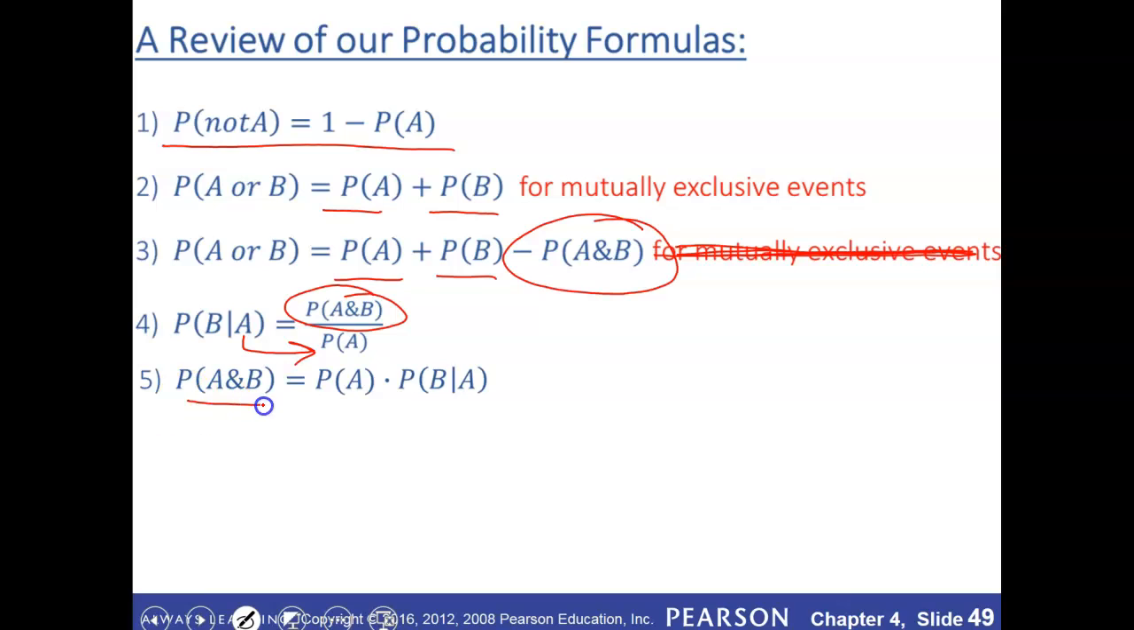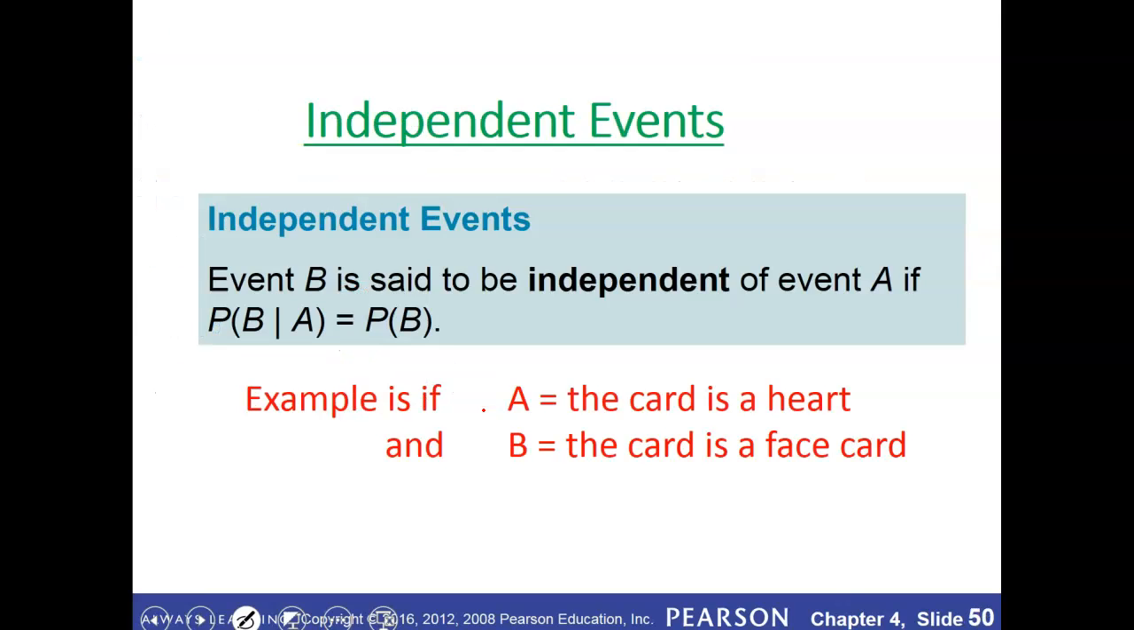And now we have the probability of A and B. And the probability of A and B is going to be the probability of A times the probability of B given A. There's one more rule that we want to talk about, and that is the rule of independent events. And so what is an independent event exactly? Event B is said to be independent of event A as long as one of those events occurring does not affect the probability of the other event occurring.